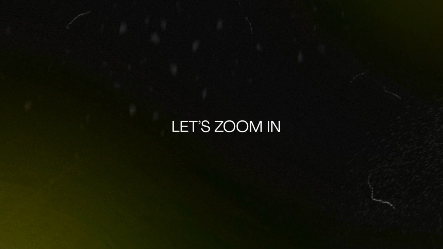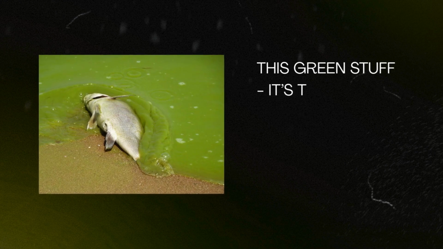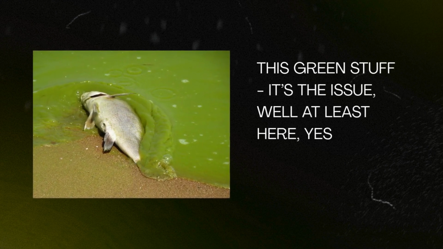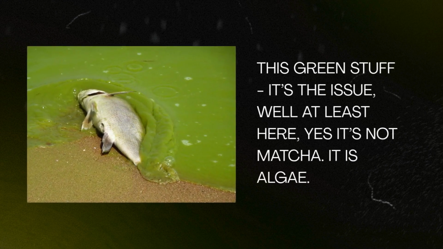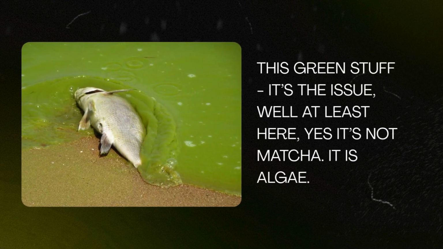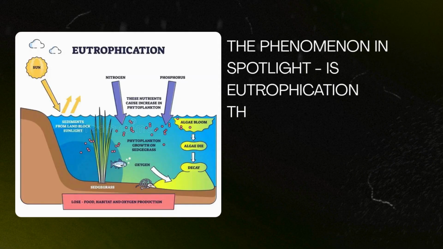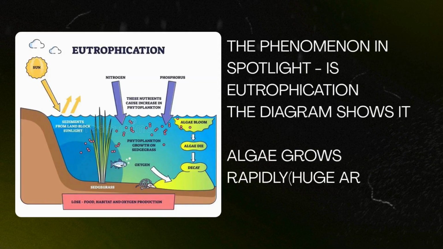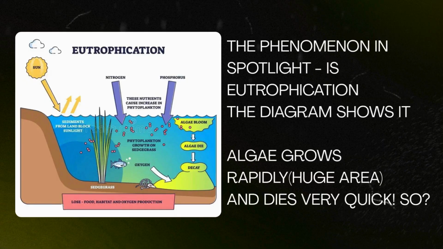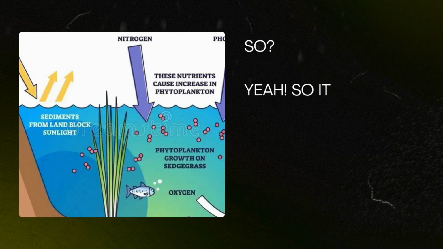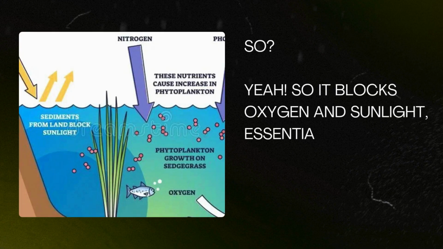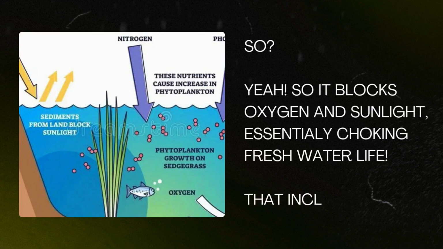So, this green stuff that you are seeing on the screen isn't matcha, and definitely don't drink it. It is algae. And the process in spotlight is called eutrophication. Basically, algae grows at a rapid rate and it dies off as fast as it grows. And all that green mass blocks sunlight as well as oxygen, making the fish choke to death. So we thought there must be a solution to this.